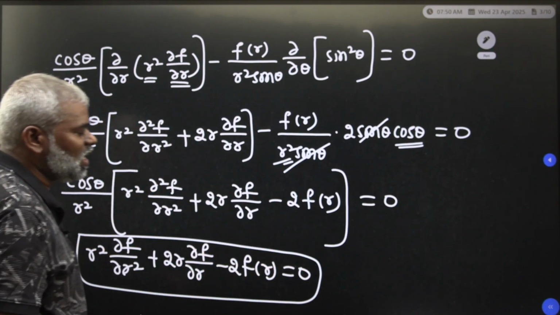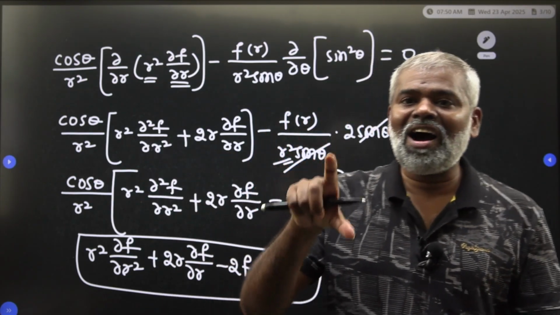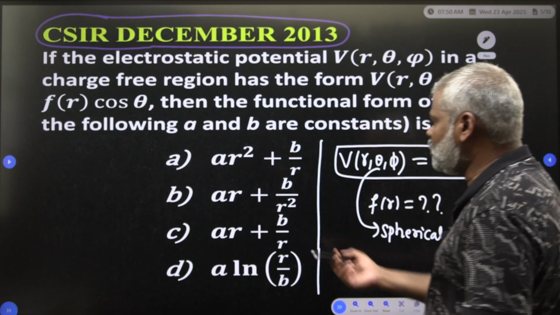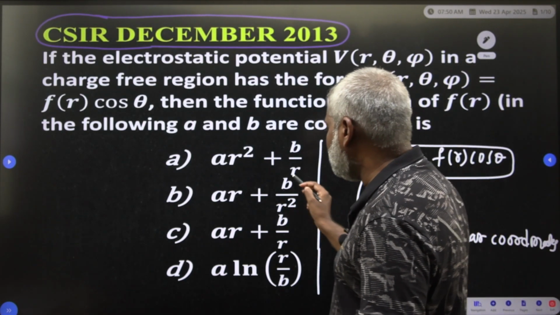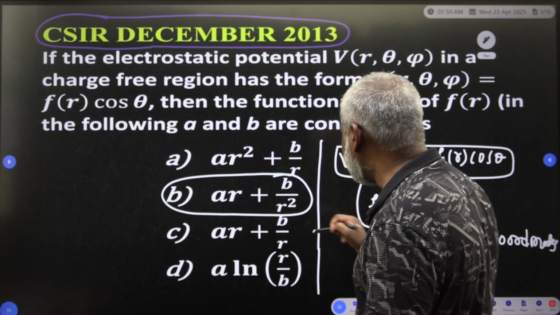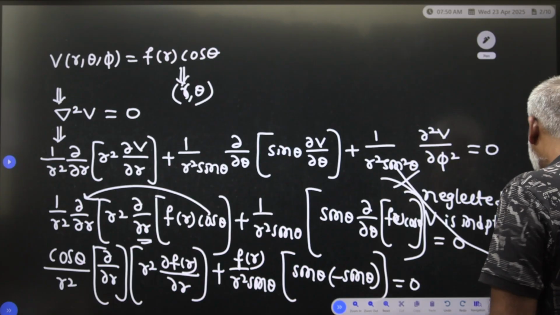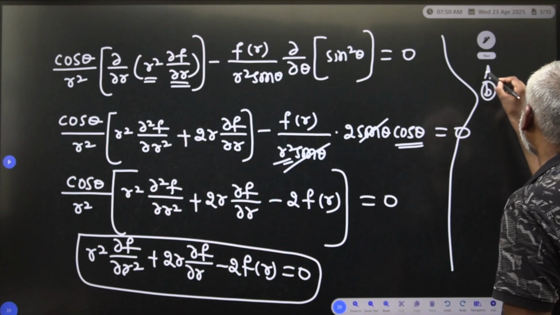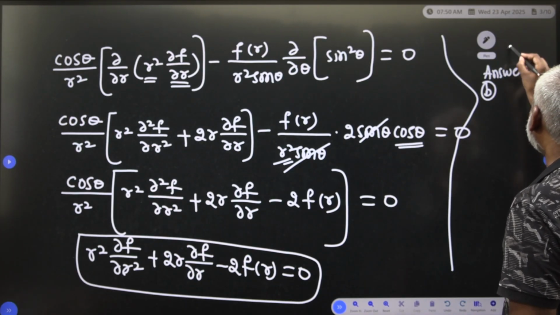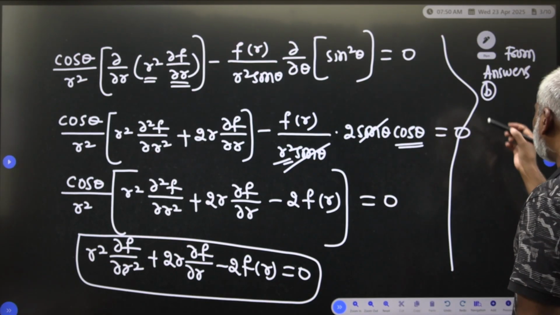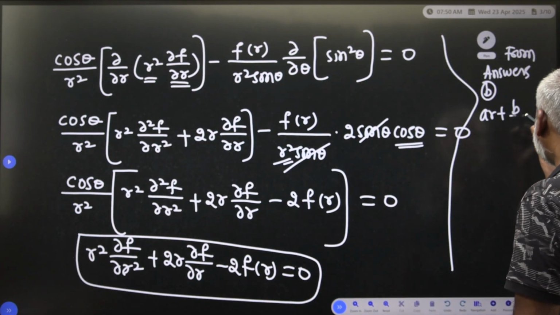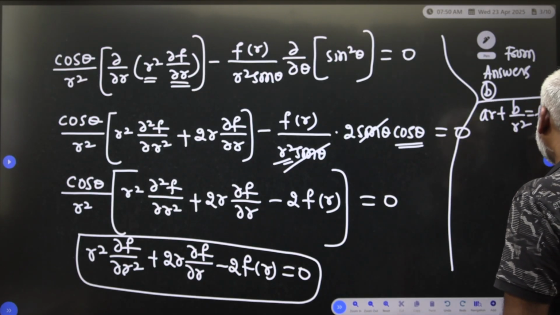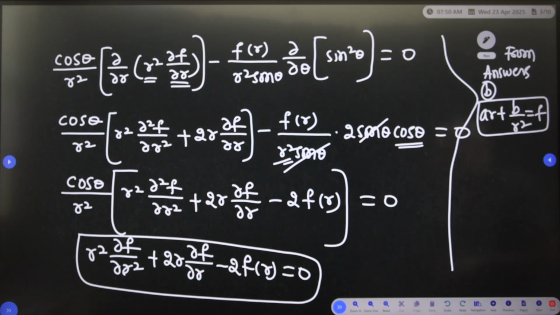So now you check it. In this expression, which answer is suitable? In the answers you have to take a r square plus b r, a r plus b r square. Suppose you take the option, which option? Option B. From the answers you are able to check it. So what is your answer? A r plus b r square, which is f equal to a r plus b by r square you have to take.